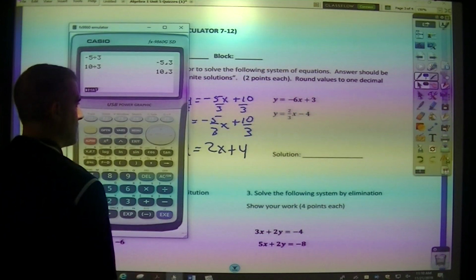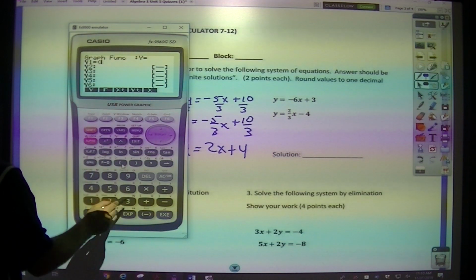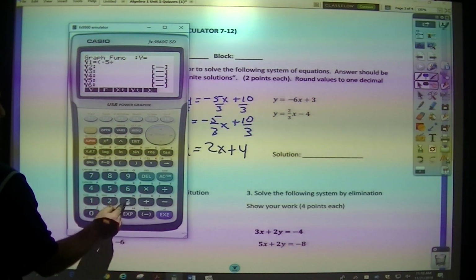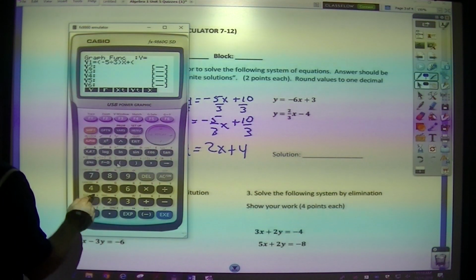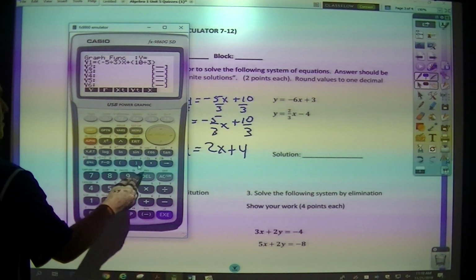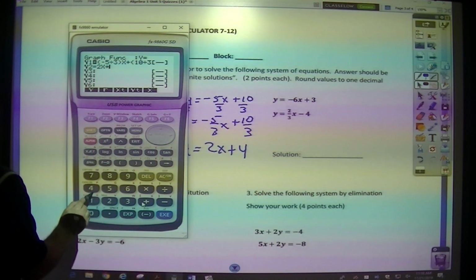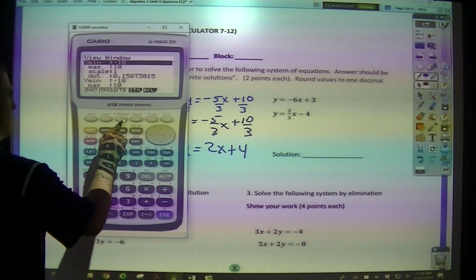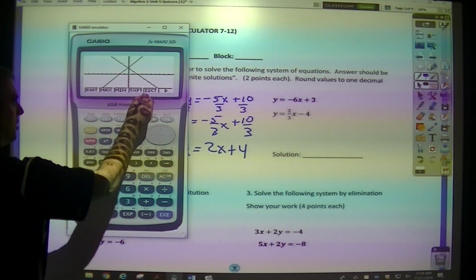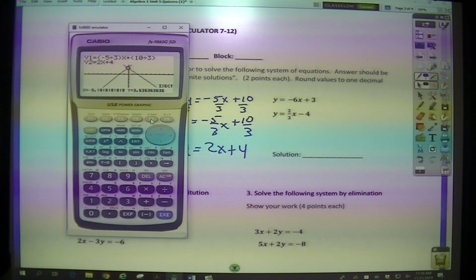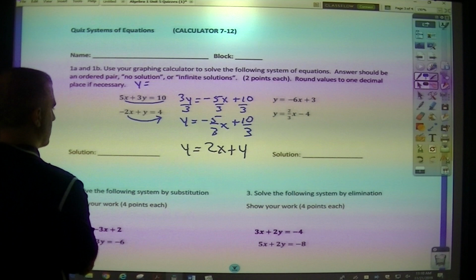Now, what I can do with this is I can go into the calculator, put parentheses around negative 5 divided by 3, then alpha x plus parentheses around 10 divided by 3. Okay, so that'd be the first one. And then 2 alpha x plus 4. Okay, so I draw it, that's my intersection, so I do G-solve ISCT. So I get x is negative 0.18, y is 3.63.